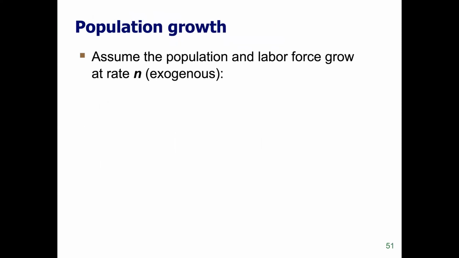Okay, let's talk a little bit about population growth now. Assume the population and labor force grow at rate little n, which is exogenous. So dL/dt divided by L, which is equal to d/dt of log L, is equal to n. Again, Mankiw has it as delta L, but think of that as dL/dt. 1 over L times dL/dt is the same as d of log L dt. And if that seems hard at all, lay down the calculus for yourself. Calculate d/dt of log L.